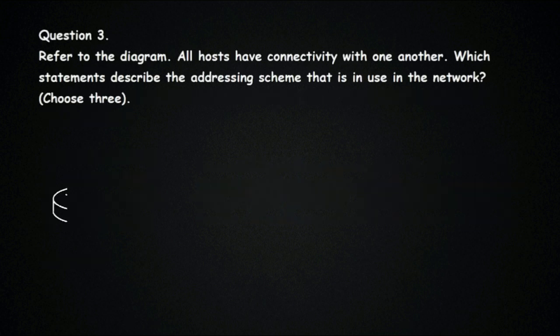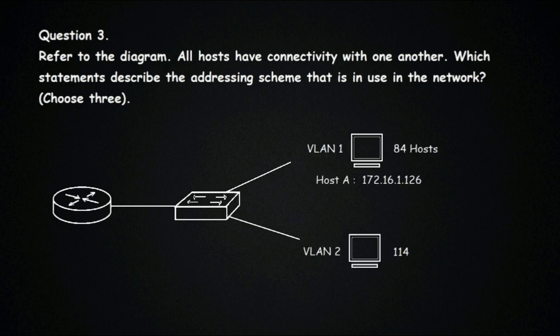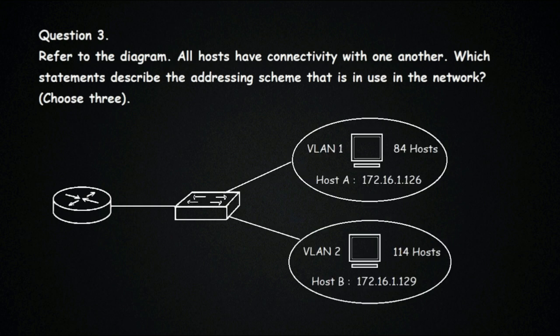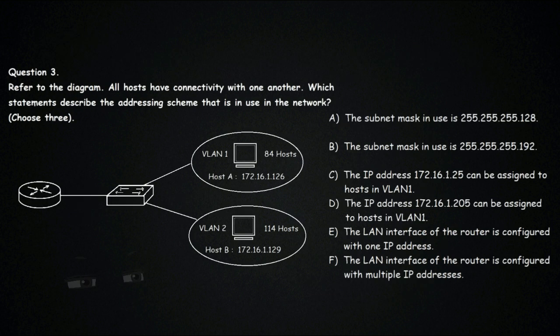Question 3. Refer to the diagram. All hosts have connectivity with one another. Which statements describe the addressing scheme that is in use in the network? Choose 3. Options. Answers are A, C and F.